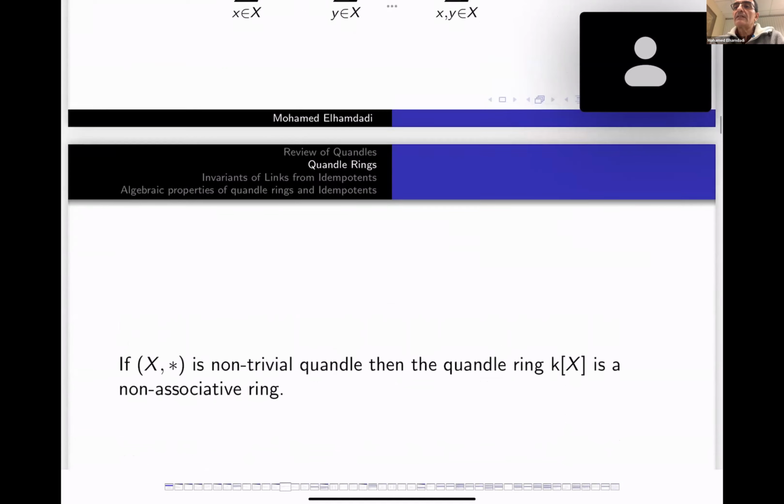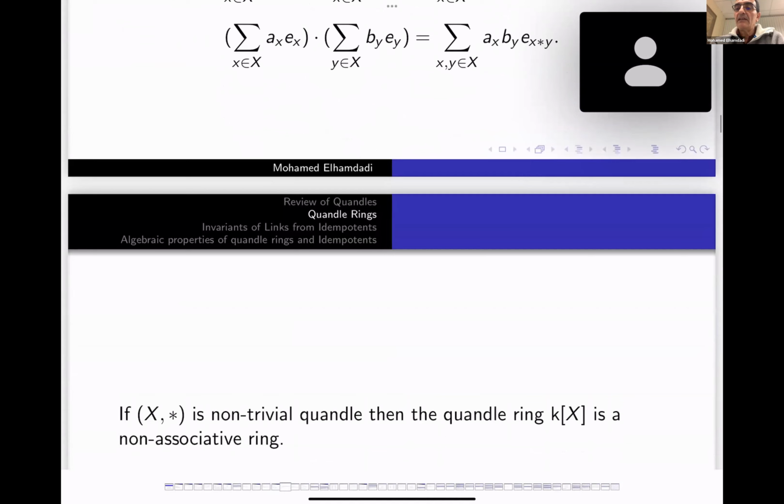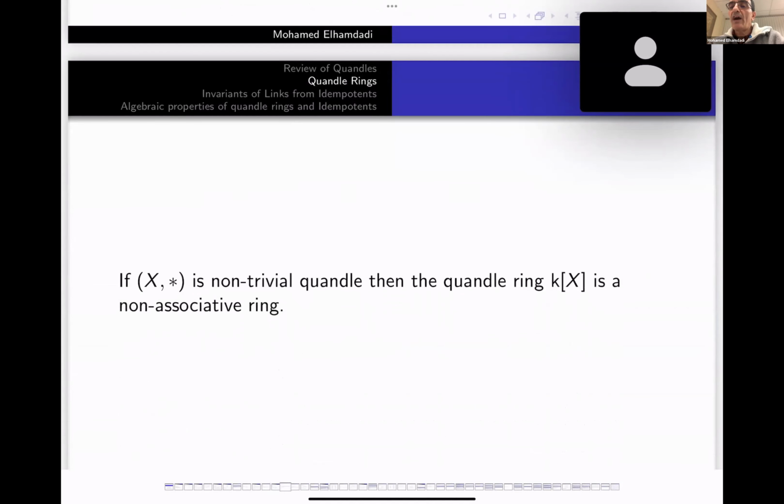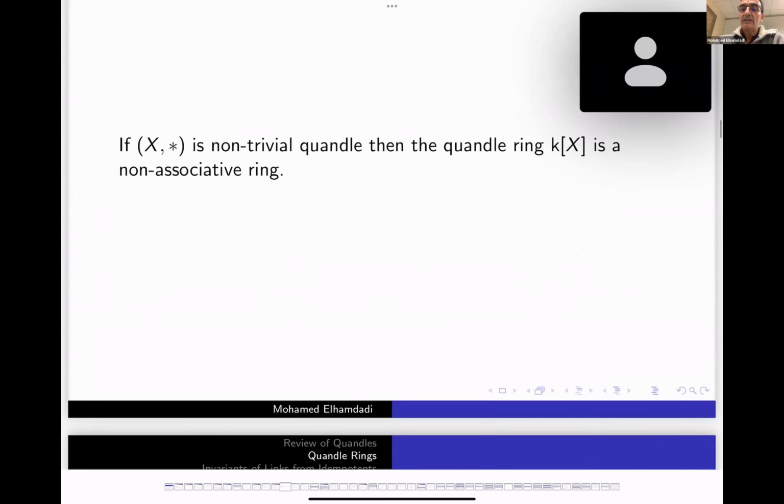In general, these rings are non-associative rings. That's what makes them a little bit difficult to manipulate or to deal with. Now, in groups, when you take the group ring, you get an associative algebra or associative ring. Here, except for the trivial quandle, if the quandle is trivial, then the quandle ring is an associative ring. If X is a non-trivial quandle, the quandle ring is a non-associative ring. And we'll see that quandle rings behave a lot differently than group rings for many reasons.